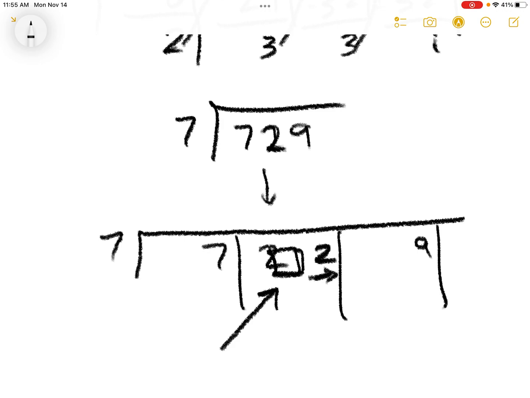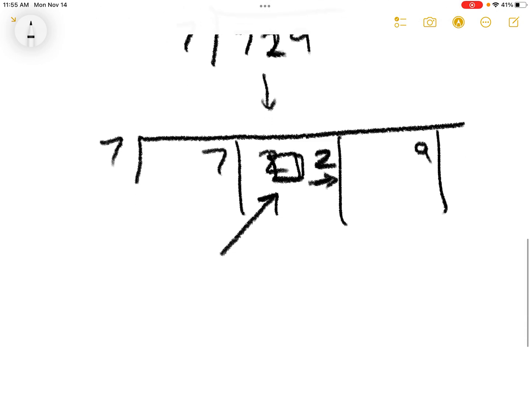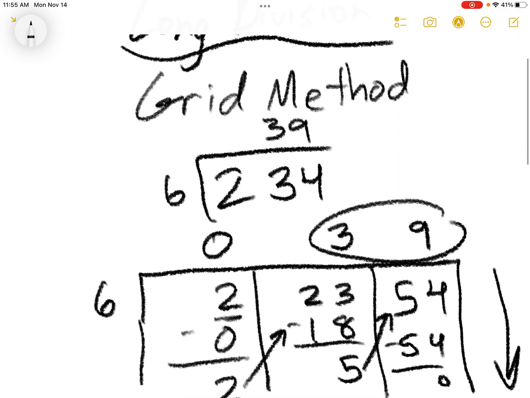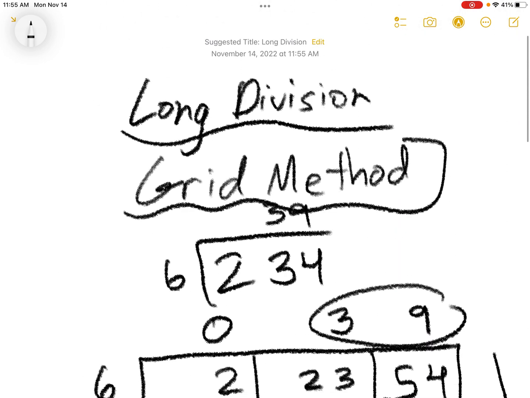All right, so this is called the grid method. If I send home some homeworks and you see some problems already set up like this, that's what this will be. And I will always label them with the grid method title so that you know which strategy to use.